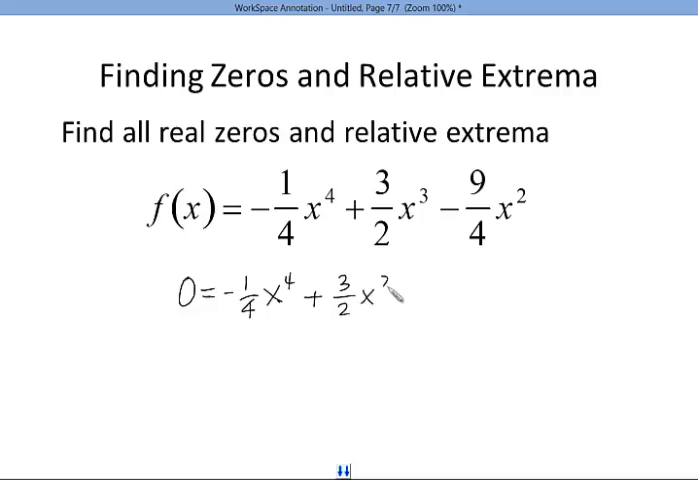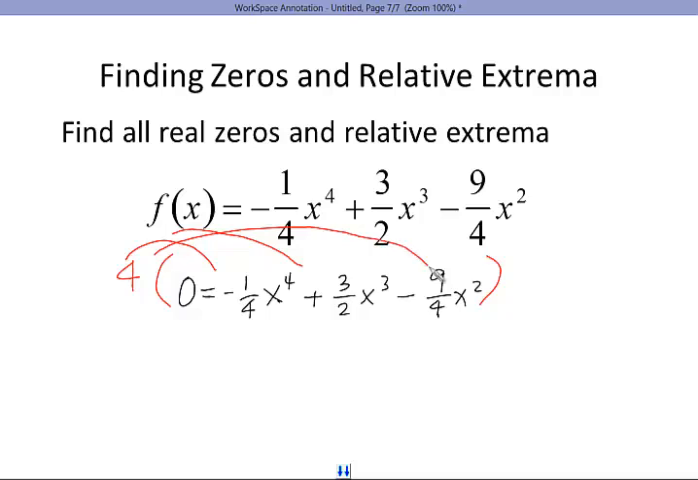So like a great mathematician that all of you are, you're going to know that, hey, I can get rid of all these fractions by multiplying the whole thing by a 4. Right? Distribute a 4. And I can do this because when I multiply this side by 4, it's still 0. Yay. So now that's 0. The 4 cancels with this 4, so I'll get a negative x to the 4th. The 4 reduces with a 2, and I get 2. 2 times 3 is 6. And then you cancel that 4, and you get negative 9x squared.